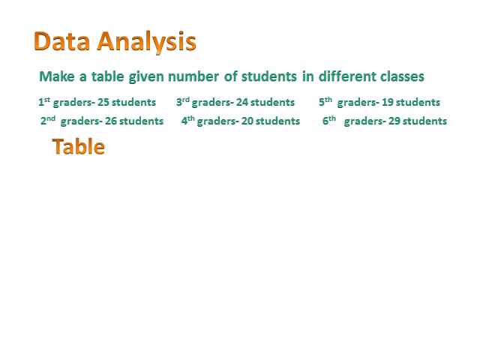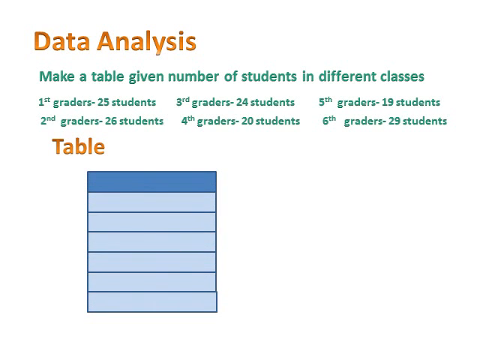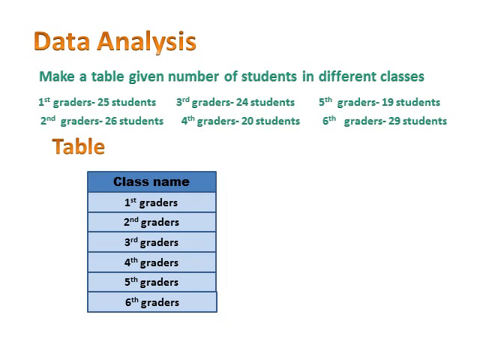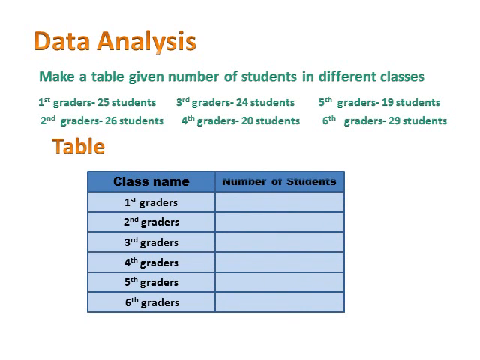Now, how do we make a table for this one? What would be our first column? Okay, of course, our first column would be the name of the class, and the name of the class are the first graders up to the sixth graders. Okay, so the first column normally shows you the basis of the information, or where the information belongs to. Okay, all right, and the second column would be the second set of information, which is the number of students. And so we write on the same row for second graders 26 because there are 26 students, and so on. Okay, so this is how to make a table, right?